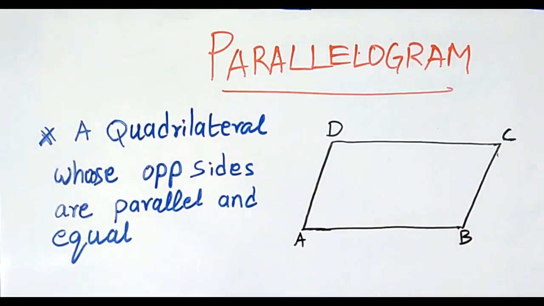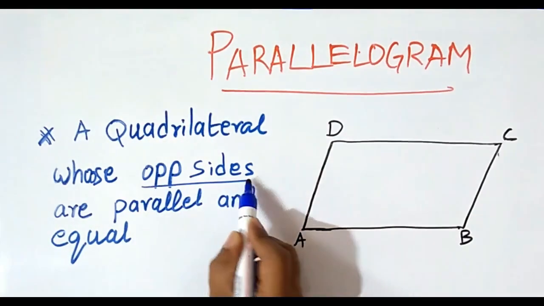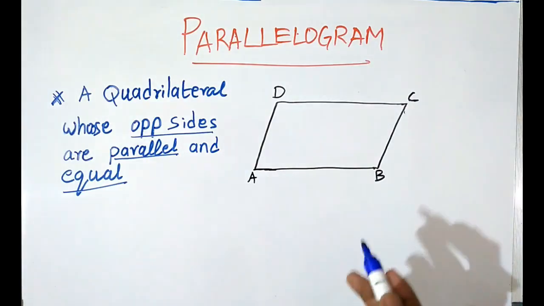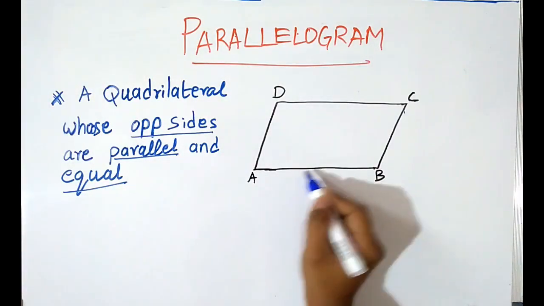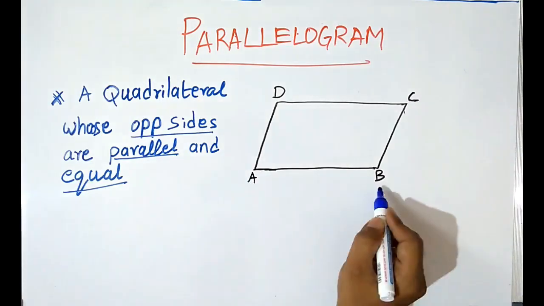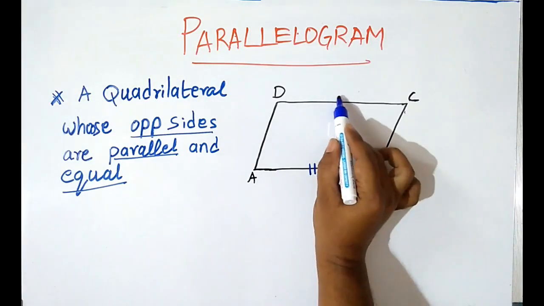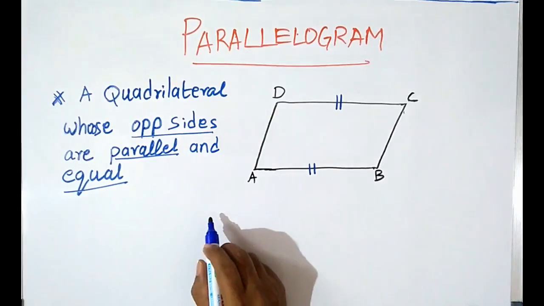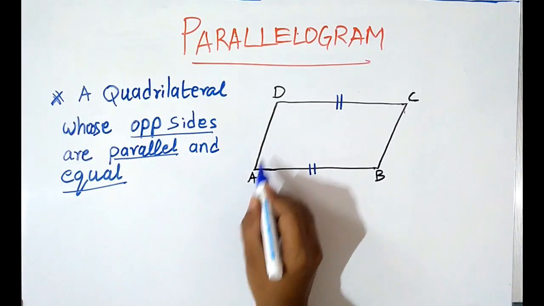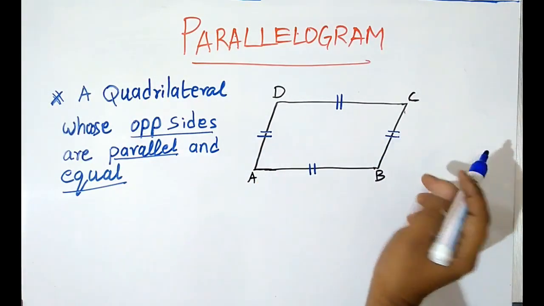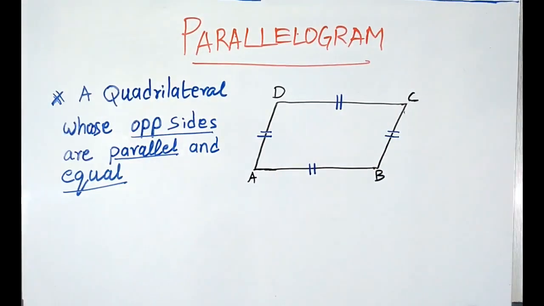First quadrilateral we are going to see is parallelogram. A quadrilateral whose opposite sides are parallel and equal. See friends, if here in parallelogram ABCD, opposite sides are parallel and also equal. In the same way, AD is parallel to BC and also the lengths are equal.